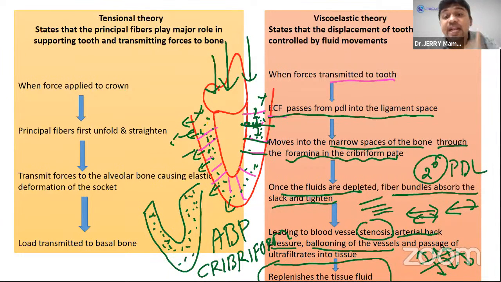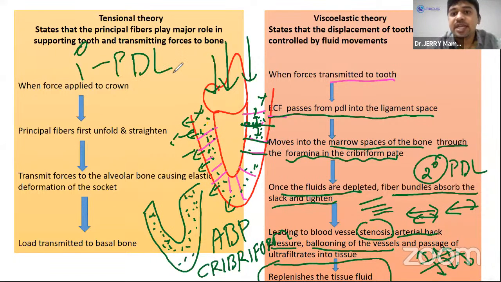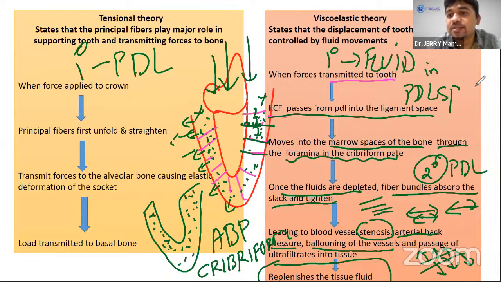Okay, so what is the PDL actually doing here? They are replenishing the fluid that is displaced due to the masticatory load, so that there is more fluid to take up the continuous stress of masticatory load. Okay, that is your viscoelastic theory. Is it clear? In the tensional theory, the primary role is by the periodontal ligament fibers. Here, the primary role is by the fluid in the PDL space.